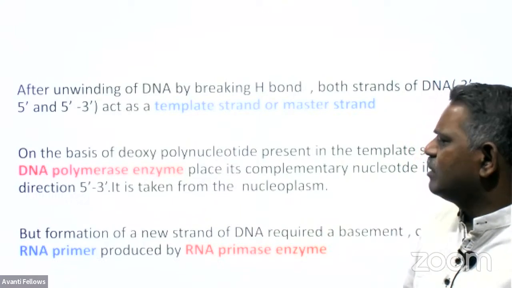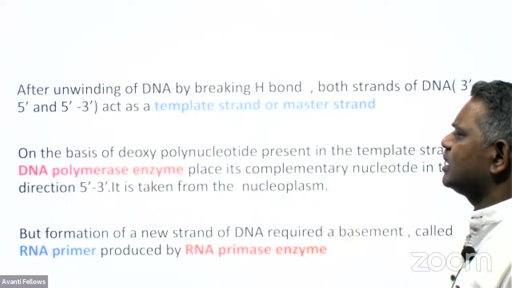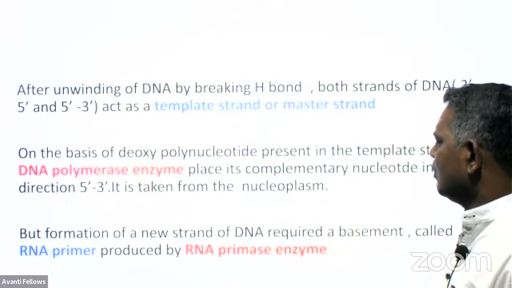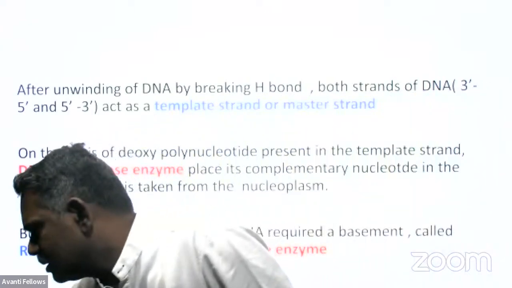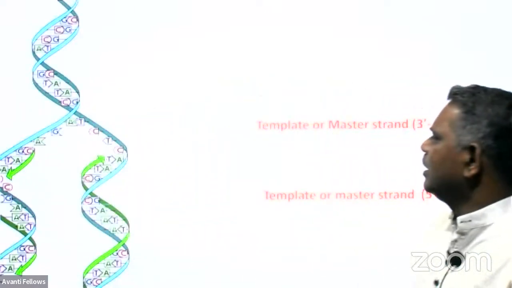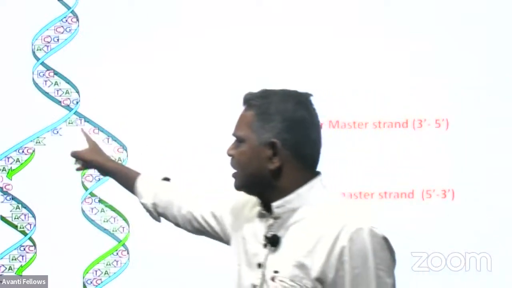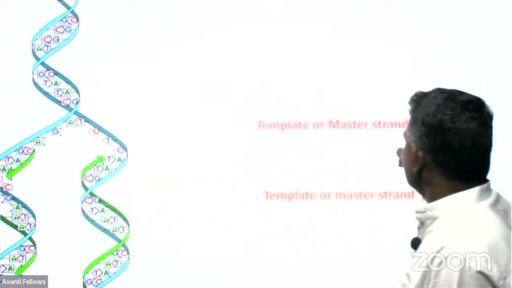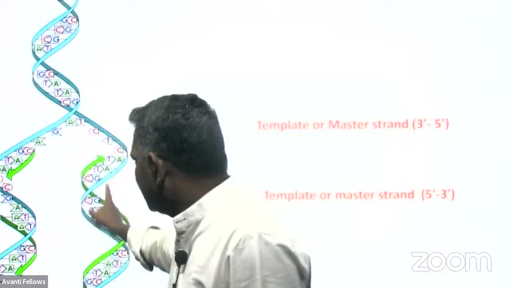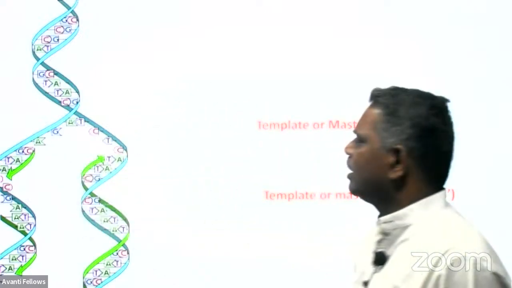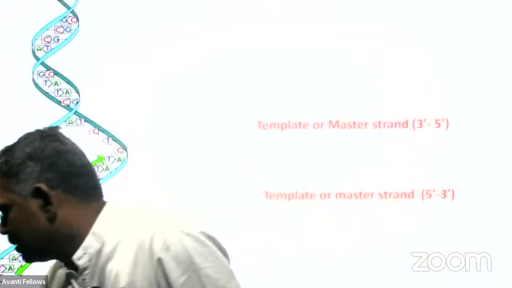So this RNA primer is produced here for the attachment of the DNA polymerase enzyme for its elongation with the help of the enzyme called RNA primase only. Like here we can see the template master strand. Two master strands are there. One is the 3' 5' strand, another one is the 5' 3' strand only. And after separation or unwinding, both the strands of the DNA are acting as the template only.